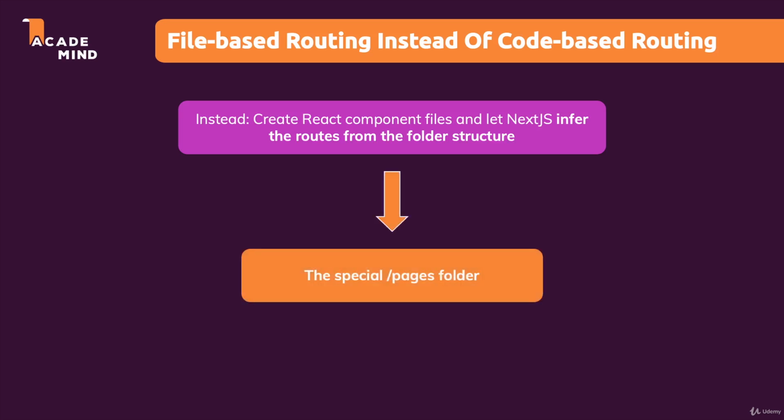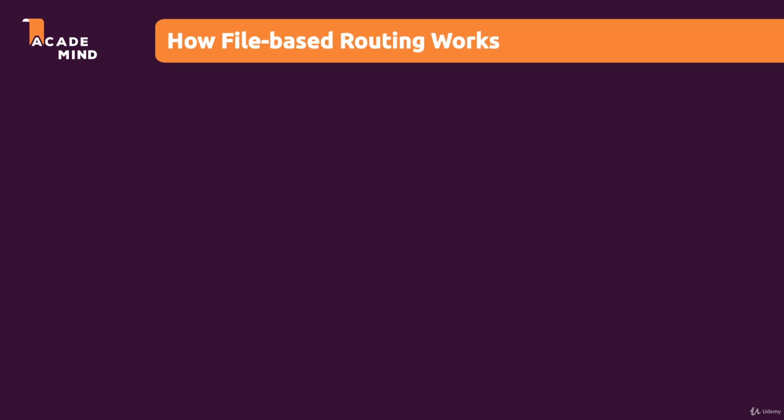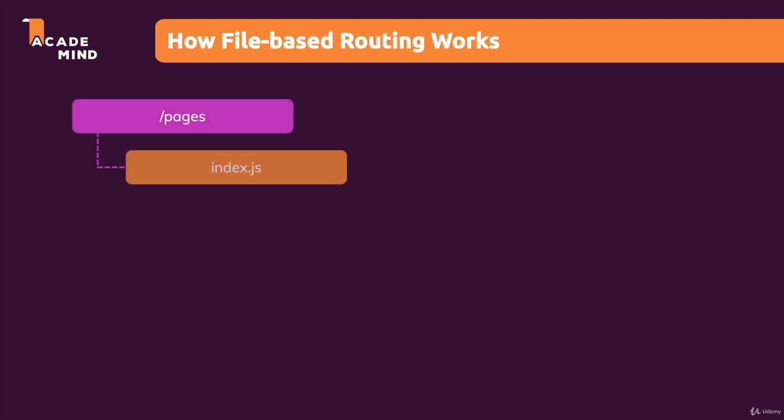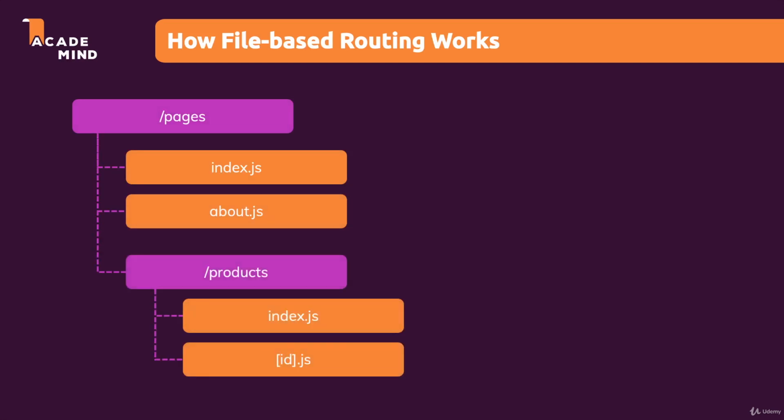We use the special pages folder for that because Next.js will automatically look into that pages folder to infer our route structure. Now, how does this work? Well, let's consider this example pages folder. Here in this pages folder, we would have an index.js file, and then as a sibling to that file, we have the about.js file. And then we have the products folder as a sibling to the index and about.js files, so as a subfolder in pages.